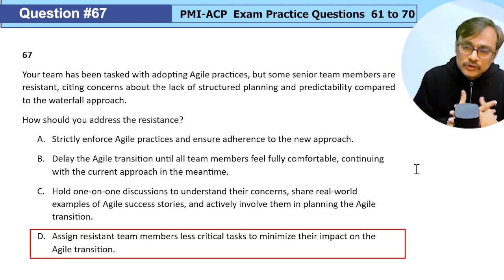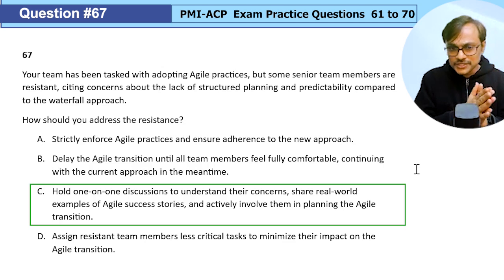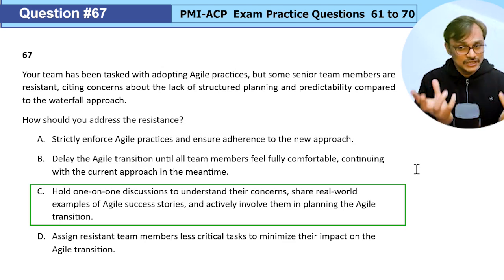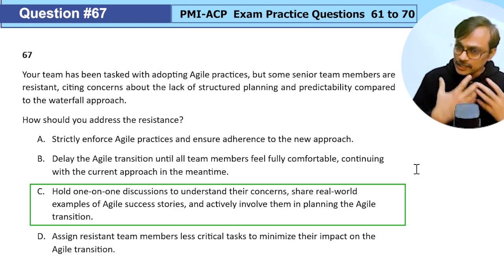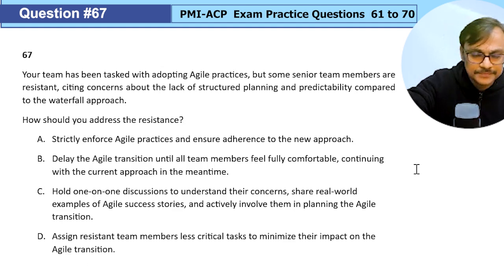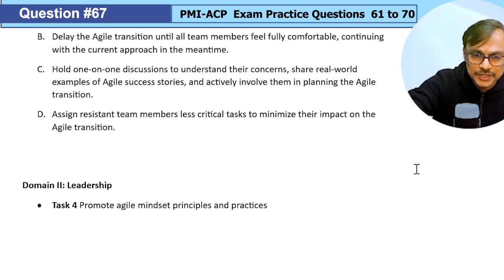At least they are speaking out. But we need to work collaboratively to resolve these things. So option C, conversation. It has conversation, individual interaction. It has collaborative working. It has factual data coming from success stories. So we can go with option C. So agile mindset, promoting agile mindset and practices, that's the task we are mapping this question to.